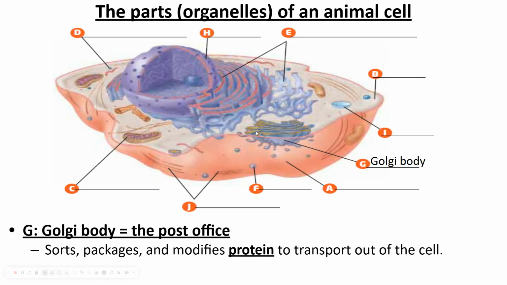And so that's what the Golgi body does. It's often called the post office because it gives you the final packaging and then sends off the protein to the final area that it needs to go. And that's called the Golgi body.